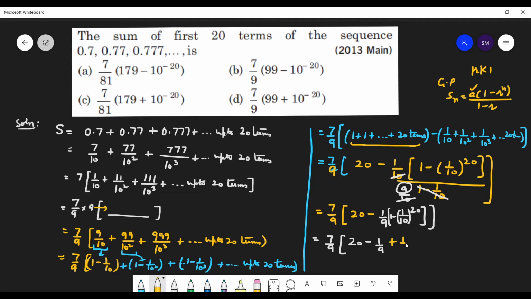So you get two values of A. A equals 3, A equals 1. So what value of A is there? 3. So it means this is correct.